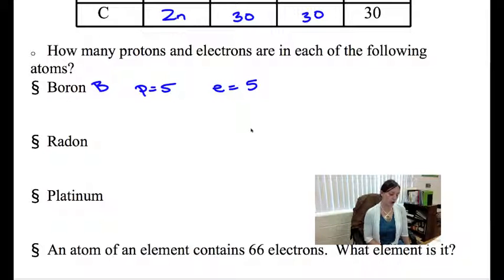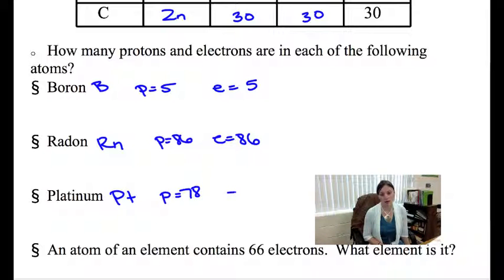If we take a look and find radon, radon is Rn. Its atomic number is 86, which means I have 86 protons and 86 electrons. And then finally platinum. Platinum symbol is Pt. It has an atomic number of 78, which means that its protons are 78 and its electrons are 78.